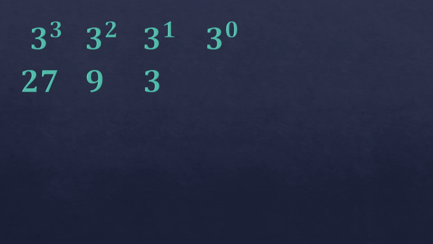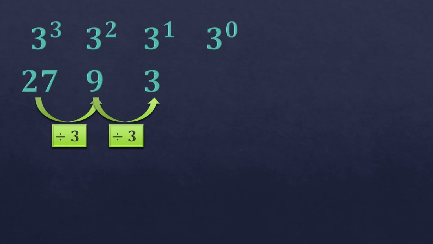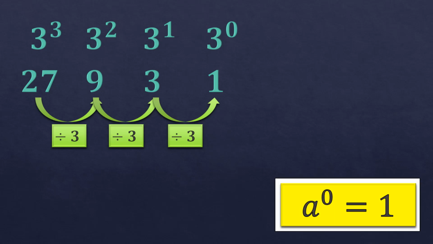When we look at the results, the pattern is slightly different. Instead of one value being half of the one before it, it is 1/3 of the value. This makes sense because the base is 3. If we follow the pattern, we'll see that 3 to the 0 is equal to 1. It worked. In fact, this holds true for any non-zero base. Any number, we'll call it a, raised to the 0 power equals 1.